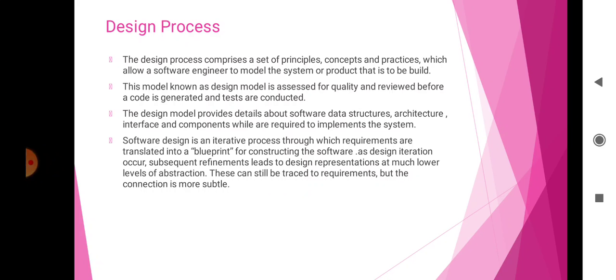Initially, the blueprint depicts a holistic view of the software. That means the design is represented at a high level of abstraction, a level that can be directly traced to the specific system objectives and more detailed data, functional and behavioral requirements. This design process is taken in two parts. First is software quality guidelines and their attributes, and second is the evolution of software design.